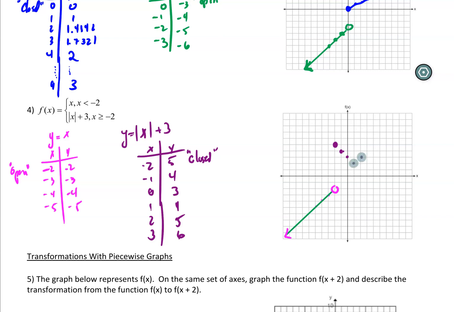Oops, sorry, this should have been, take that back. -1, I don't think I went high. 1, 2, 3, 4, 5. So that's 4, 3, yep, this one's here, it's 4, 2 is 5, and 3 is 6, and that continues.